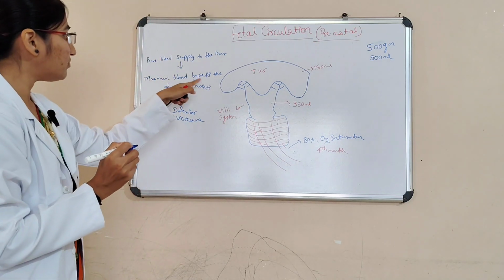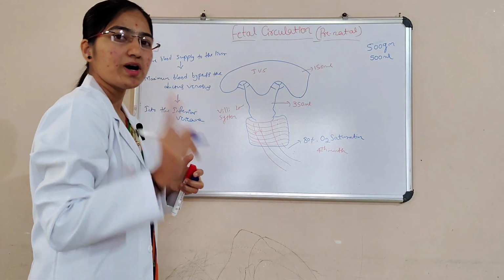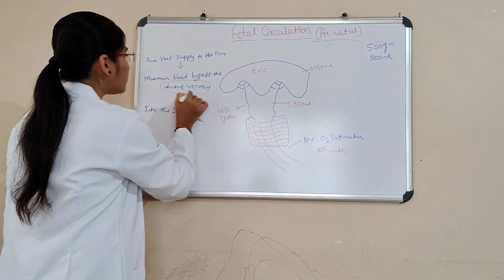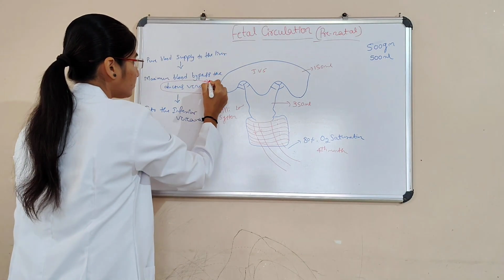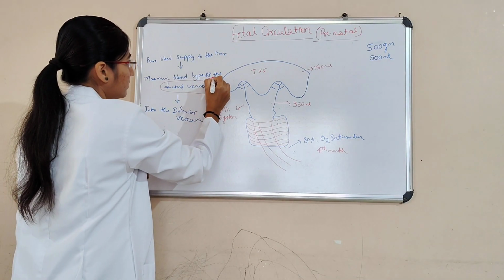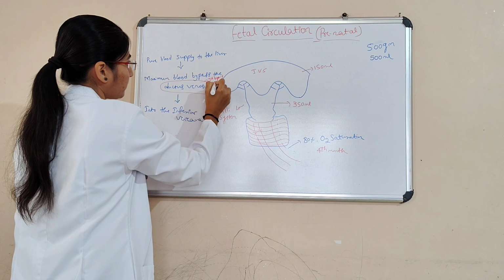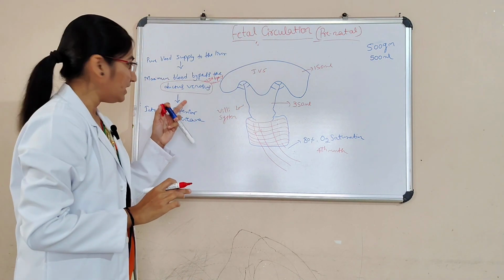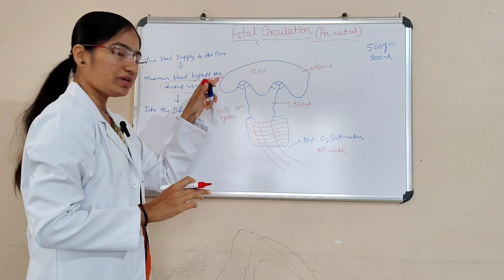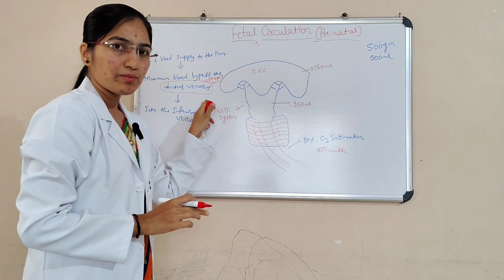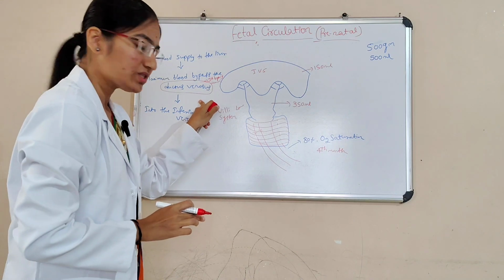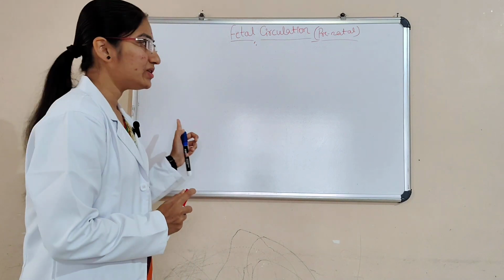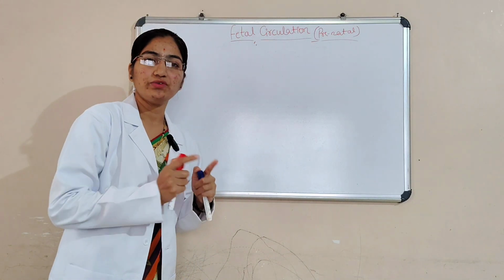Through the liver, the blood bypasses the ductus venosus. This is the first bypass channel. Ductus venosus is the first bypass channel in the fetal circulation. Keep it in mind, the first bypass channel in the fetal circulation is the ductus venosus. Many times this has been asked in competitive exams. The ductus venosus bypass channel comes to the inferior vena cava.